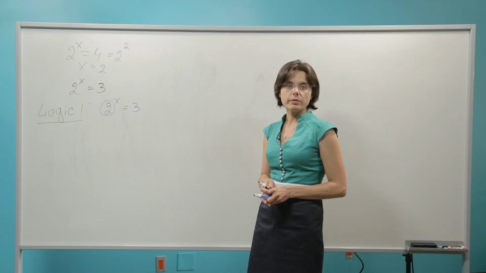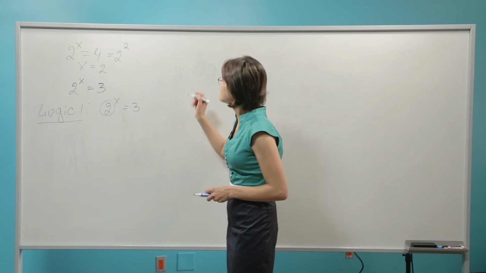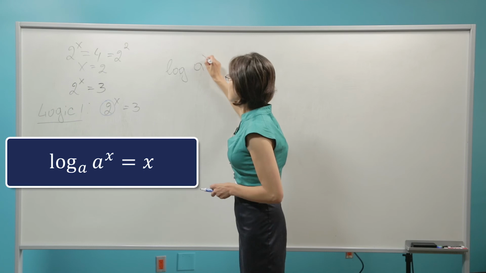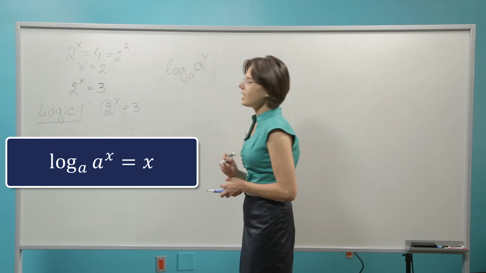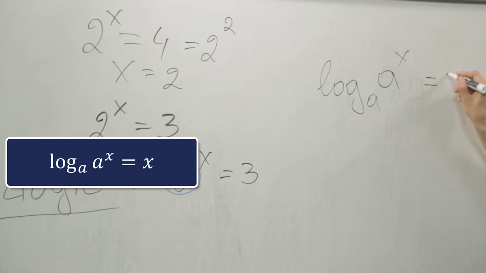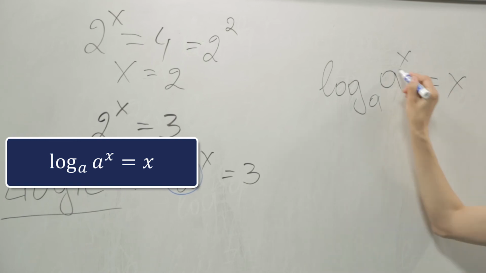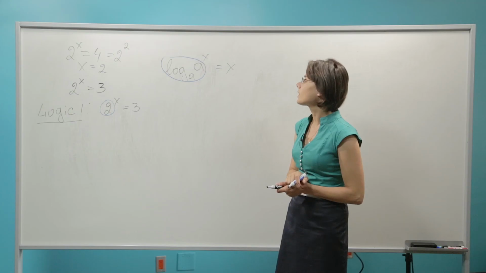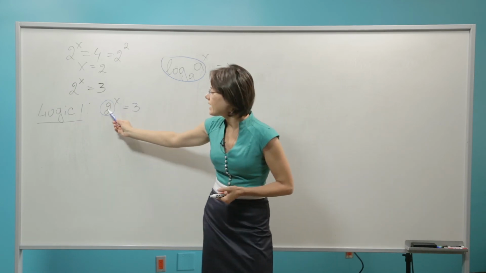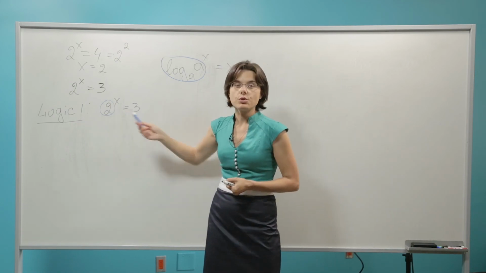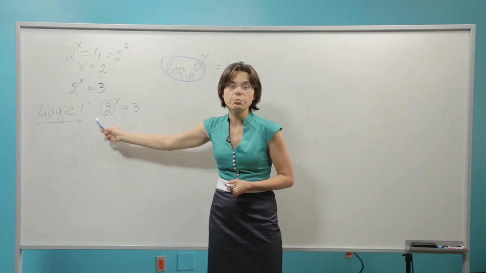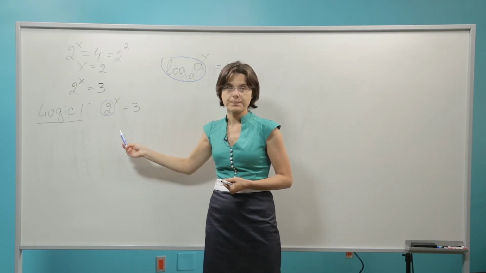Well, we know the following property of logarithm. Logarithm of a to the power of x with the same base a is just equal to x. So in other words, these guys eat each other. In order to make this 2 disappear, I have to act by a logarithmic function with the same base 2 on both sides of this equation.